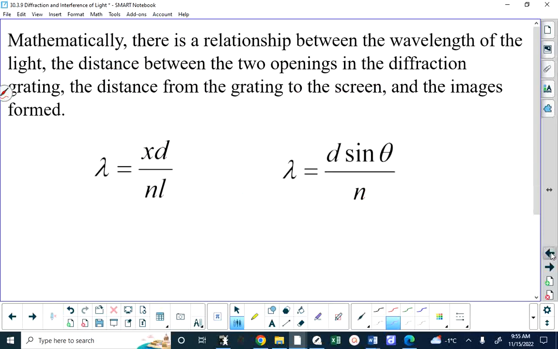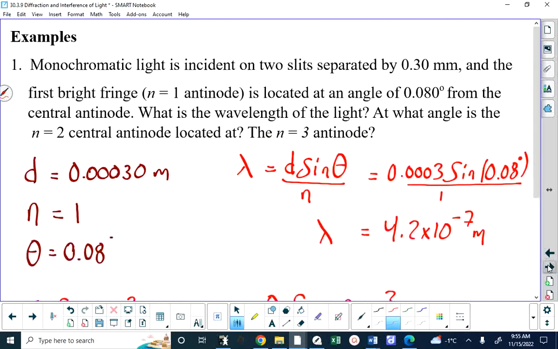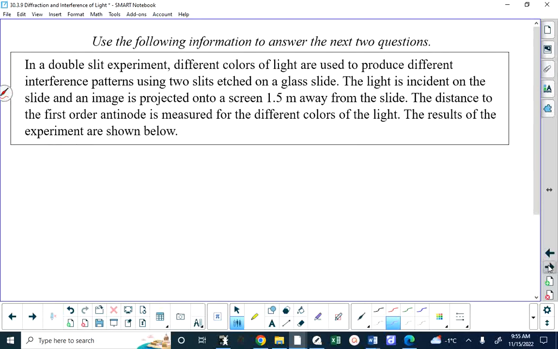I want to do now the final example here. It's a graphical analysis question. This is for number 3 and 4. So let's walk through this together. In a double slit experiment, different colors of light are used to produce different interference patterns using 2 slits that are etched on a glass slide. So this is old school. We'll talk tomorrow about what these things are that I've been using. This is not a piece of glass that I've etched 2 lines in. It's called a diffraction grating, which is something different. So they use different colors of light, which have different wavelengths.